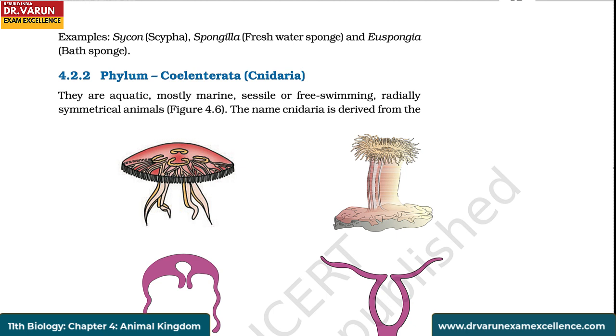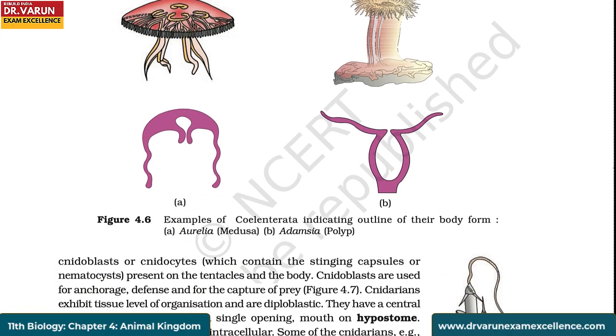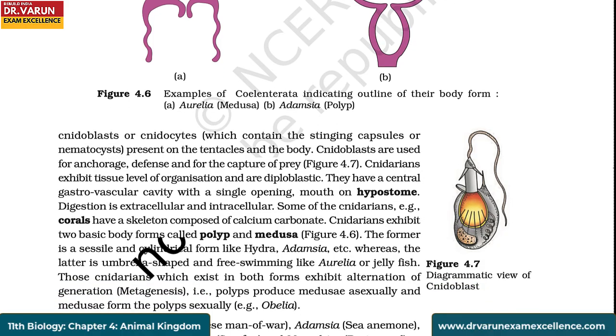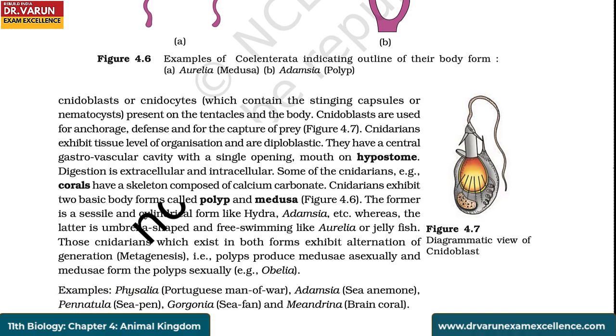Phylum Coelenterata or Cnidaria. They are aquatic, mostly marine, sessile or free-swimming, radially symmetrical animals. The name Cnidaria is derived from the cnidoblasts or cnidocytes, which contain the stinging capsules or nematocysts present on the tentacles and the body. Cnidoblasts are used for anchorage, defense, and for the capture of prey.